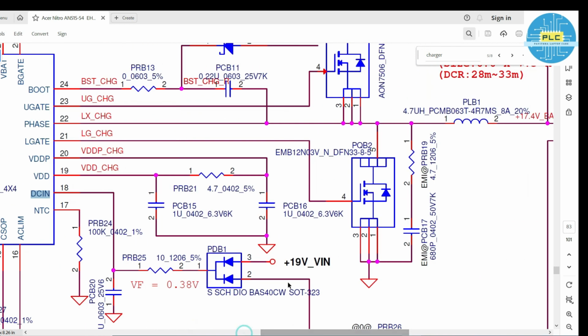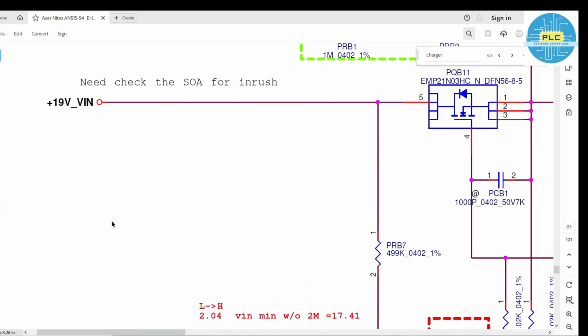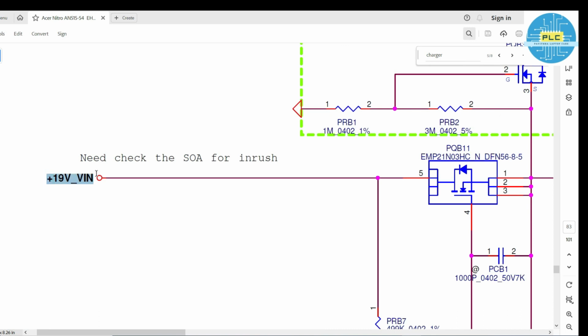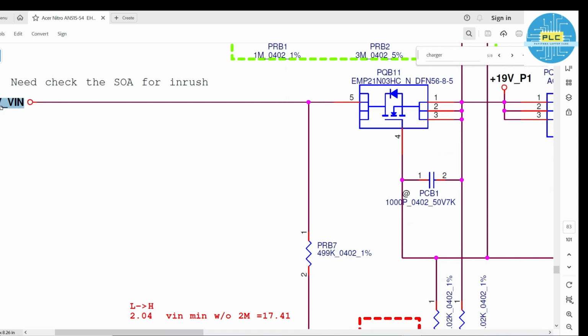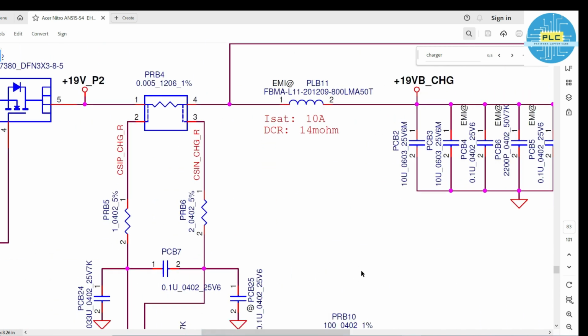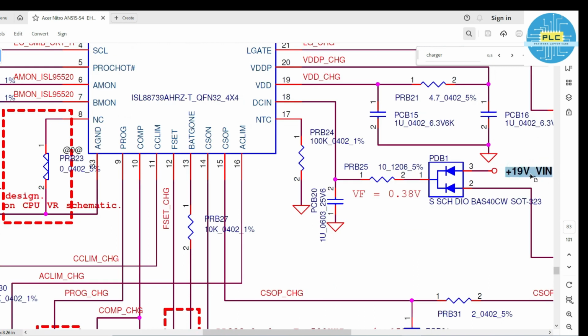This particular voltage, plus 19 volts V in, is coming through the DC jack. See, this voltage is relevant to the DC jack voltage. This one is the DC jack voltage. What I told, the name is the same, plus 19 V underscore V in. If you check with a multimeter from here to here, you will get a beep. Beep in the sense continuity. Okay, that voltage is given through this diode.